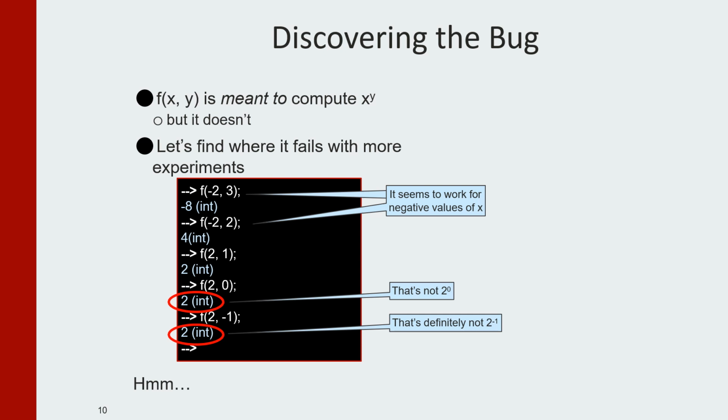Now, f of x, y, we suspect, is meant to compute x to the y, but it actually doesn't. And we run a few more experiments and figure out places that it fails. So this is where we have to think about things like boundary and equivalence testing and diabolical testing. So if I do f of negative 2, 3, and that gives me 8, that seems okay. Actually, it gives me negative 8, so that seems okay. f of negative 2, 2 gives me positive 4. That seems okay. But if I do f of 2, 0, it gives me 2, which is not 2 to the 0. And f of 2, negative 1 is 2, which is definitely not 2 to the negative 1.